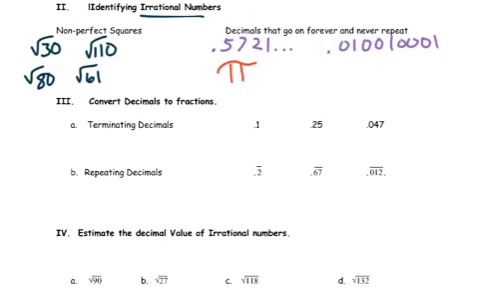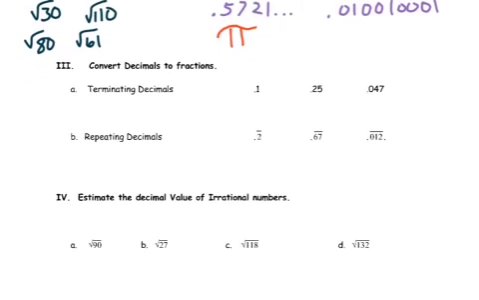Okay, take a look at Section 3. Section 3, we're going to take a look at converting some decimals to fractions. Now, in order to convert a decimal to a fraction, you have to be able to read it. So the first one is 0.1. Well, we read that as 1/10. So as soon as you can read it, you can write it as a fraction. So it's a fraction, it's rational.